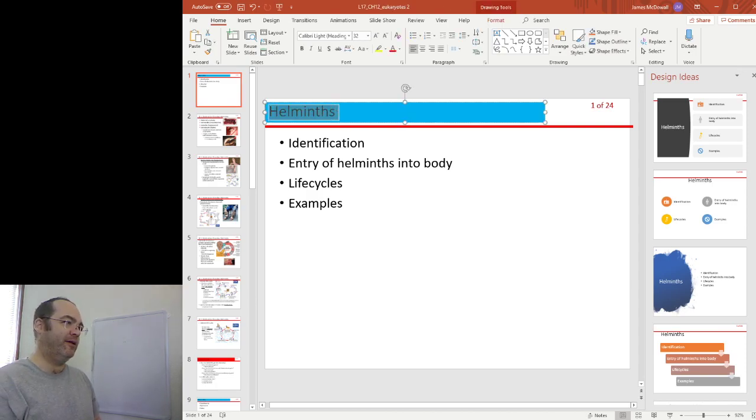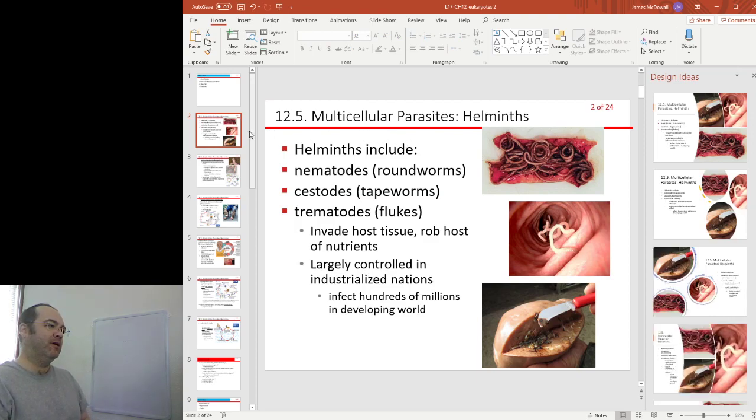So helminth is one of those general terms, it doesn't have any real classification meaning, but a helminth is simply a wormy-like animal. We'll look at identification, entry of helminths into the body, life cycles, and then some examples. So on to slide 2.